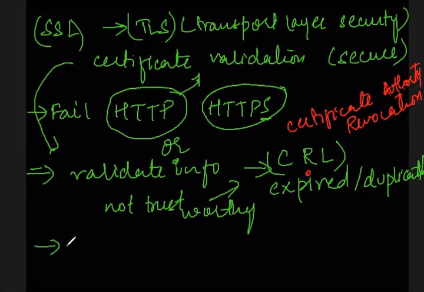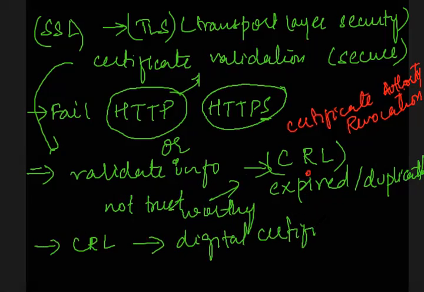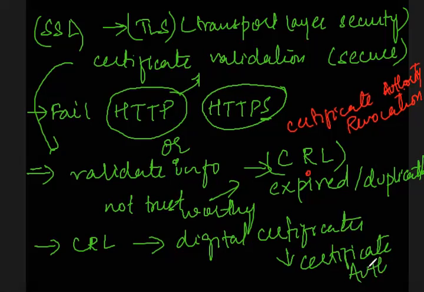Now the CRL has the whole list of the digital certificates. These digital certificates are given by the certificate authority. This is the person in charge to issue and revoke the certificates. Now, even if you're making use of HTTPS, there is a chance for secure socket layer hijacking.